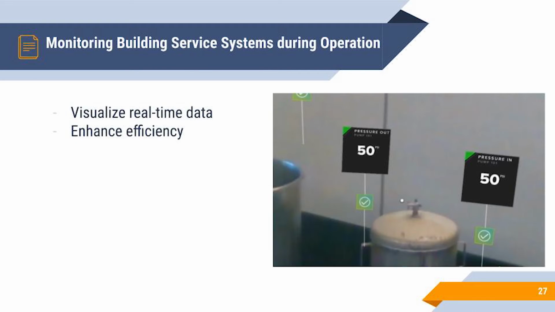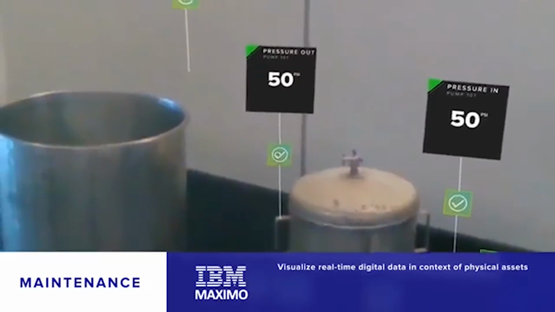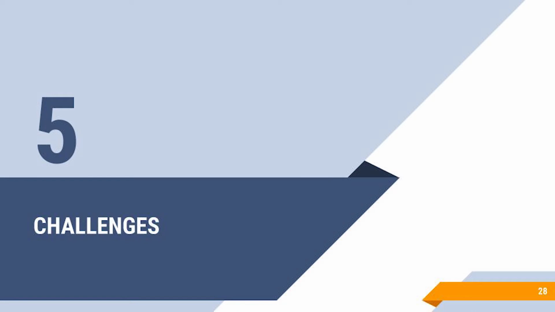Monitoring building services system during operation. VAR technology can visualize real-time data, which enhances the efficiency of on-site inspections. With an augmented reality HMD device, the inspector could obtain information on top of the actual work environment. For example, when an inspector wants to check the condition of a water pump and tank, he could use an AR HMD device, which could identify and display the pressure of the pump instantly and accurately. Efficiency of inspection work could be enhanced.